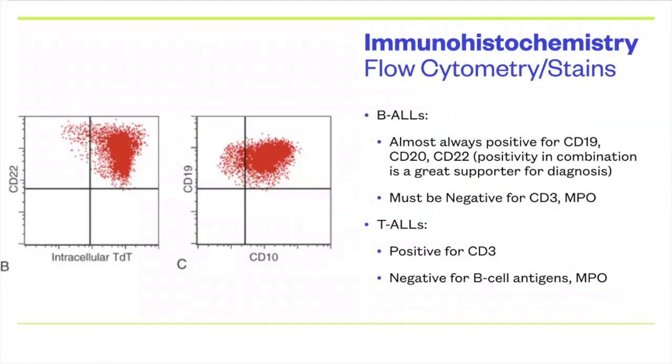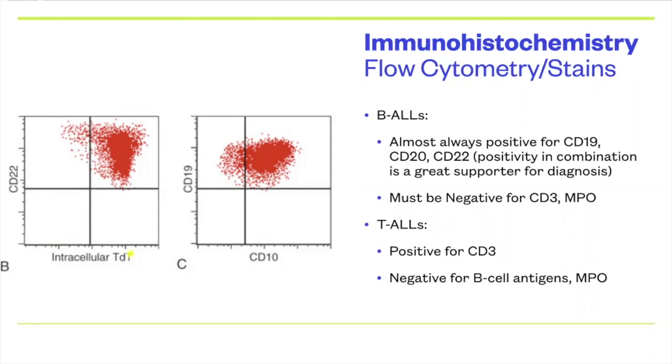There are many markers we can consider. The most important markers are going to be markers for B cell ALLs and T cell ALLs. Now, it's actually quite simple. This is a simplified version of a flow cytometry. We have two axes, X and Y axis, or horizontal and vertical axis. I'm going to say that instead. Here, I'm going to mention, what is intracellular TDT?